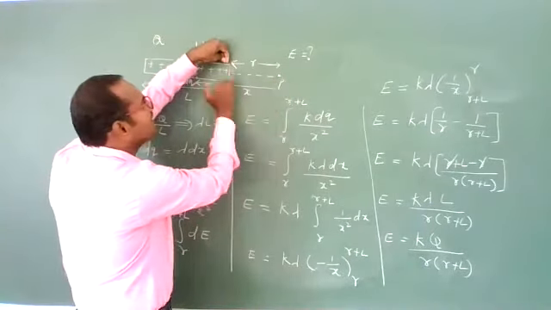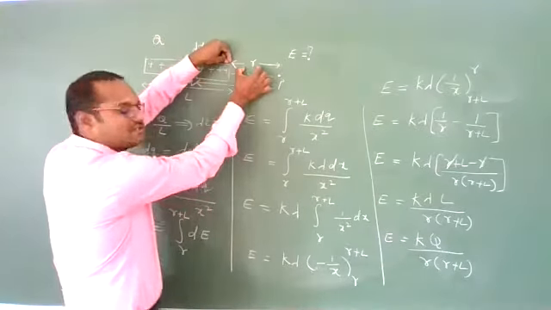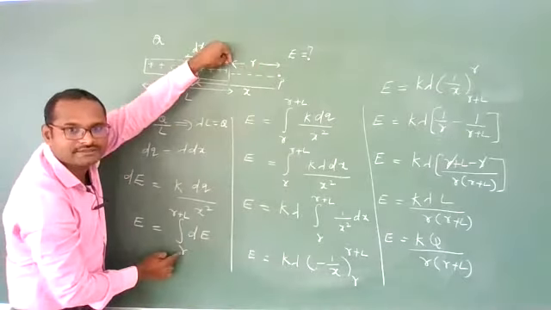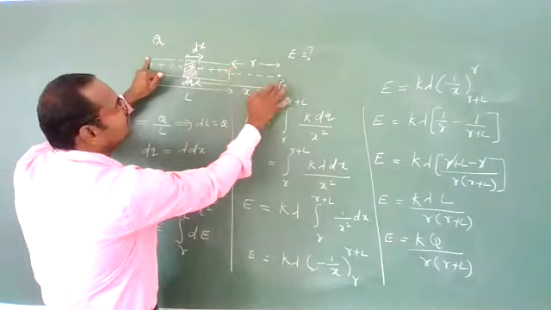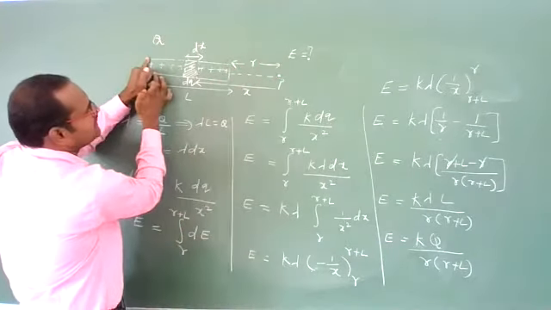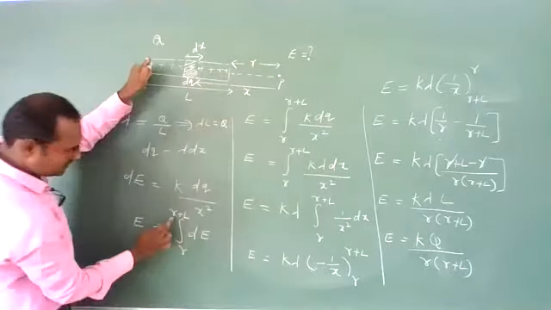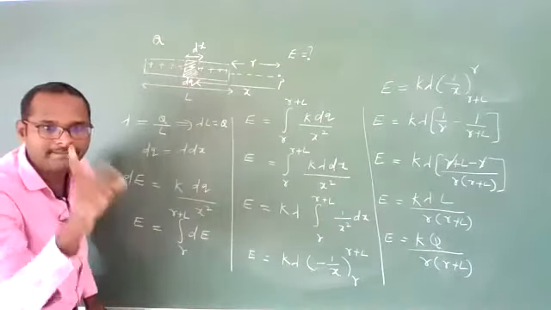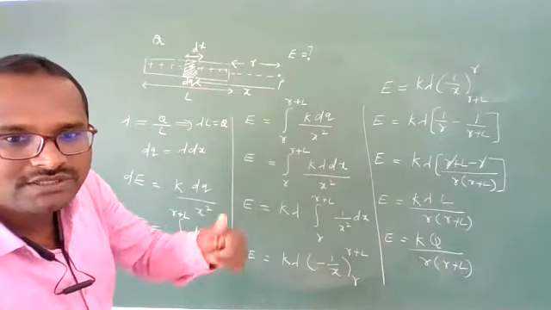So from this point, the first strip is at what distance? It is at distance r. So the lower limit I am taking is r. And this last strip, from this point P, is at what distance? It is r plus L, total distance. So the upper limit is r plus L. Now okay? Did you understand now?